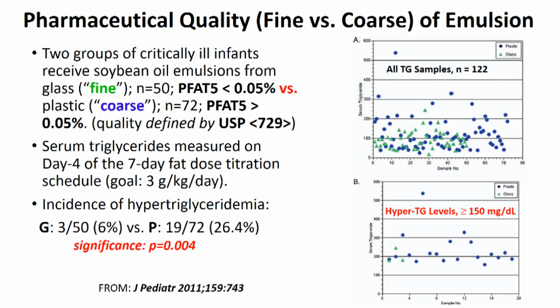The PFAT5 parameter is described in detail in USP Chapter 729 and is intended to limit the concentration of these very large diameter fat globules relative to the mean droplet diameter, which must be less than 500 nanometers or 0.5 microns. We found that infusion of the coarse emulsion was associated with a significant increase in the incidence of hypertriglyceridemia. This enhances the participation of the reticuloendothelial system in its clearance from plasma, that is, uptake by the liver versus its metabolism by lipoprotein lipase.